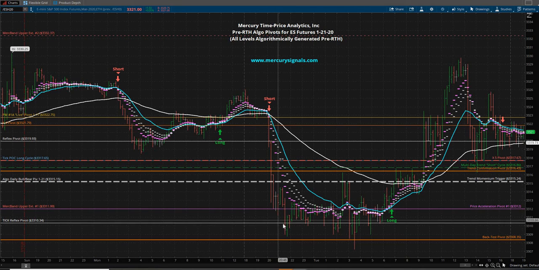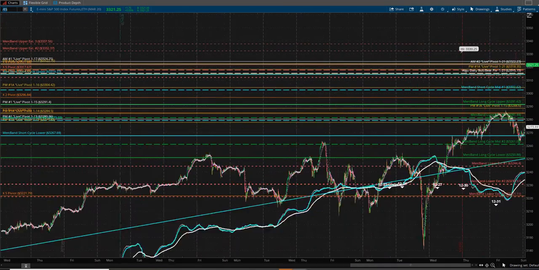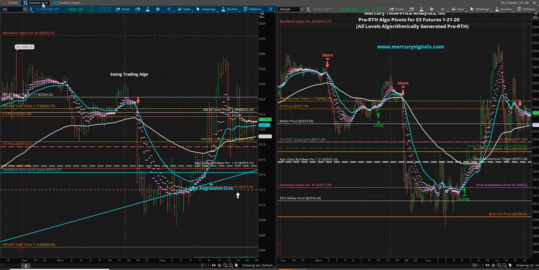Now, why did this stop down in here? Well, I'm going to flip over to ES, actually I'm going to go over here to the flexible grid because I've already got the swing trading algo here. Notice this cyan or blue line, whatever you want to call it. This is an algorithmic time price regression line. This goes all the way back to June of 2019.